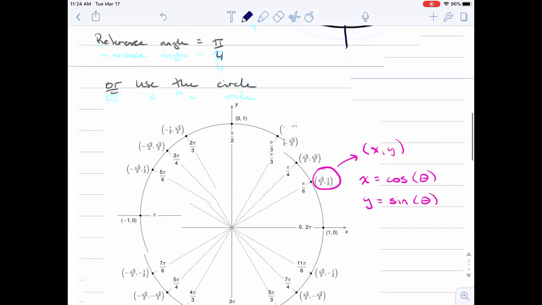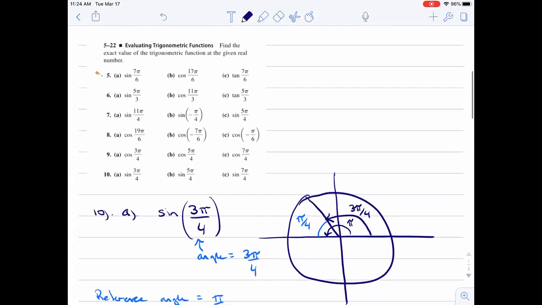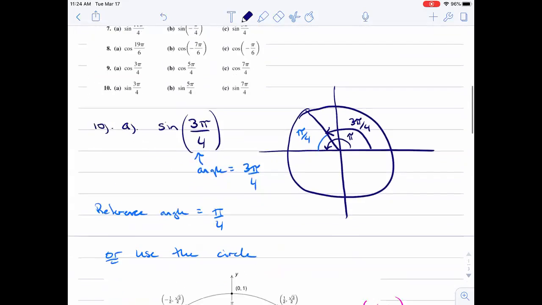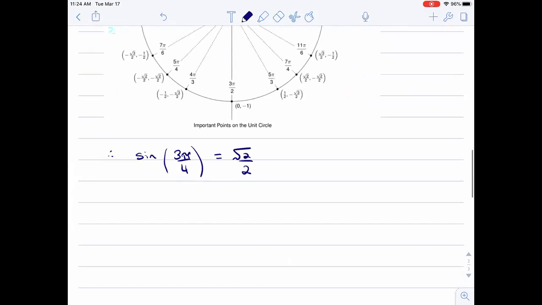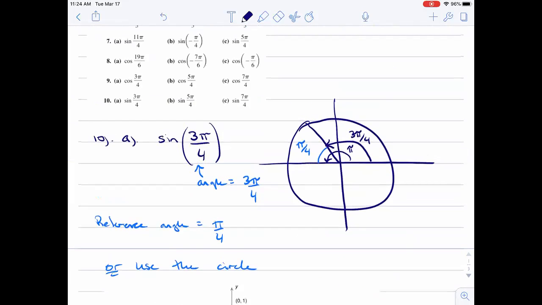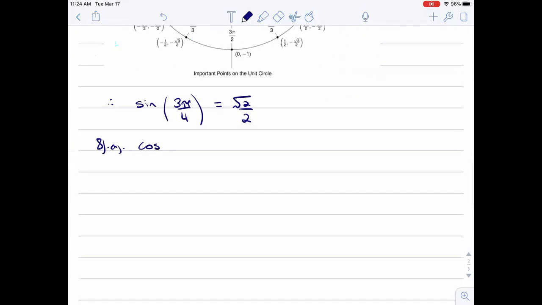Good. Okay, so because all these are going to be over 4, they're going to be kind of root 2 over 2, kind of boring. Let's do 8a instead. 8a is the cosine of 19 pi over 6. Cosine of 19 pi over 6.